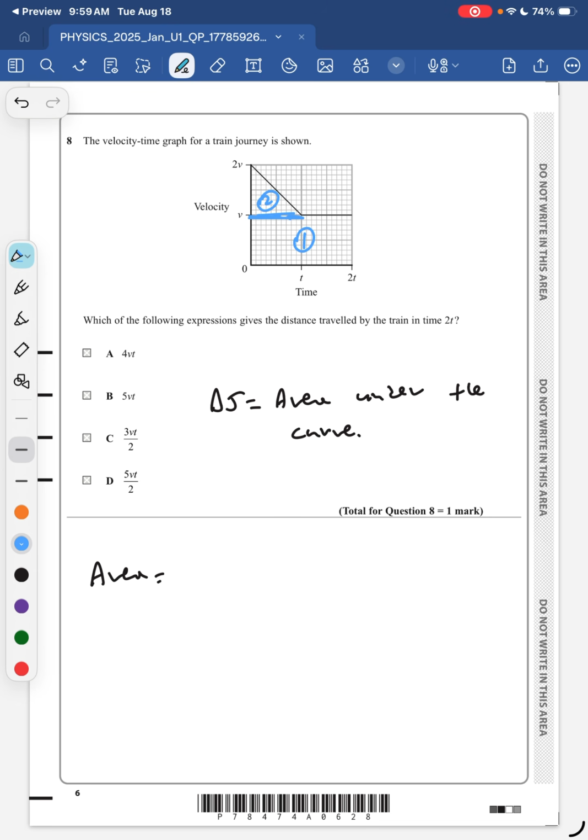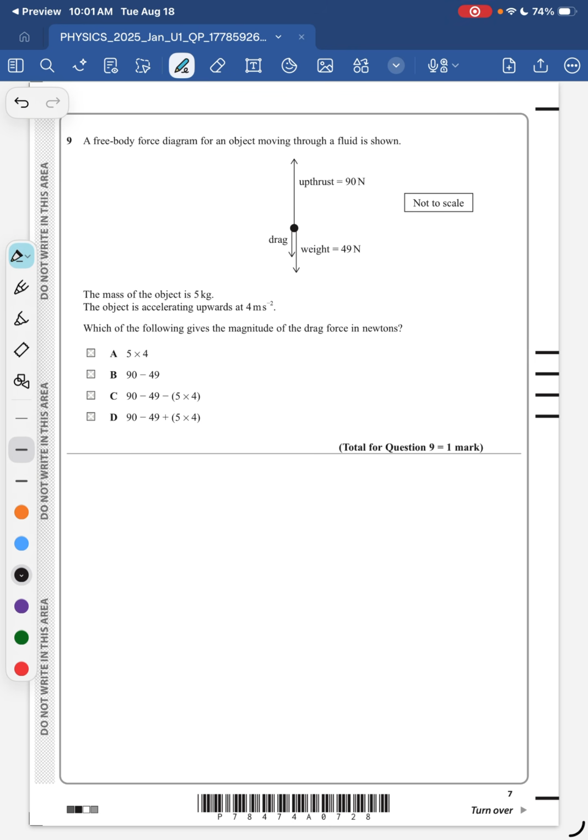So the area is going to be v times 2t, that's the area of the rectangle, area 1, plus 1/2 the height, which is between 2v and v, that's v, right? V times t, that's area 2. Okay, so we get 5/2 vt, which is D.